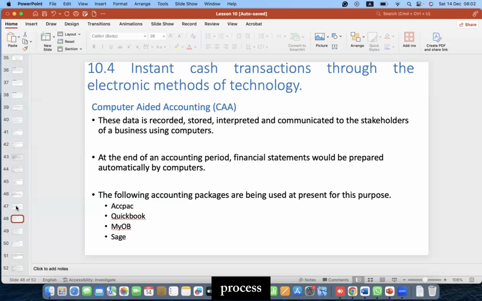At the end of the accounting period, financial statements would be prepared automatically by computers.